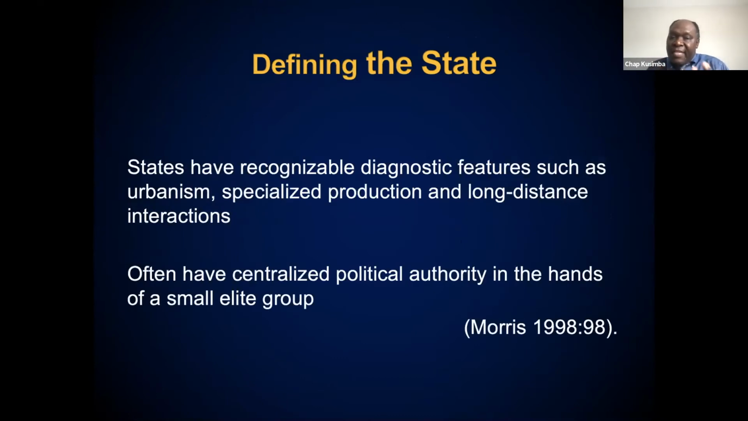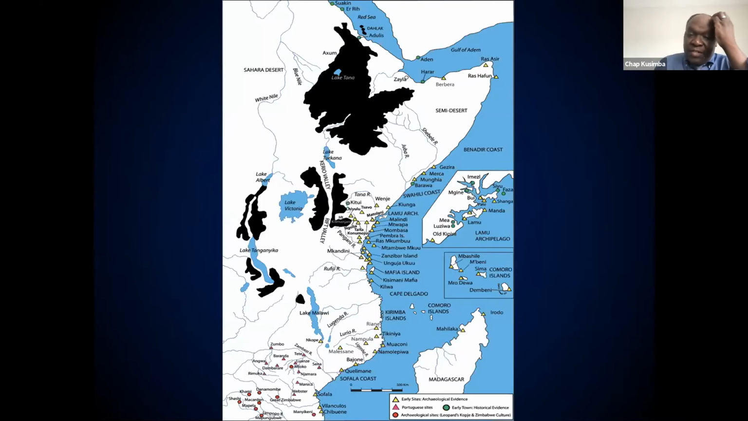Generally, states tend to have recognizable features such as urbanism, specialized production, and long distance interactions. And I think that the last part is really trade. A state cannot really exist on its own. It has, by its very nature, to incorporate other communities. Its basis is diversity and cooperation with others, right? And often these states have centralized political authority in the hands of a small elite. This is actually true then as it is now.